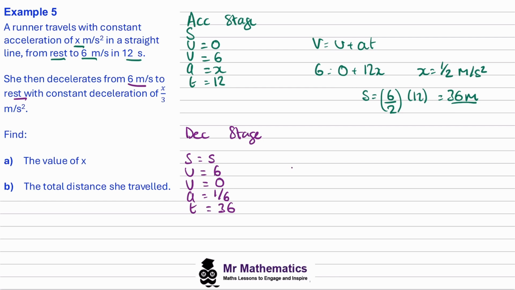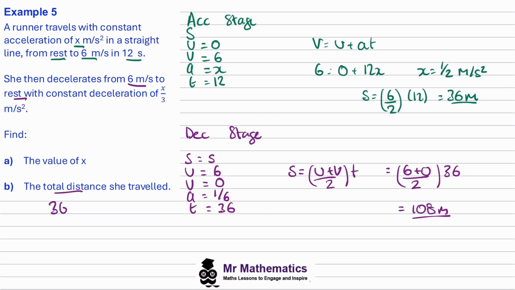So we can work out the displacement as u plus v over 2 times t. So 6 plus 0 over 2 multiplied by 36. And this will give us 108 meters. So the total distance will be the 36 meters plus the 108, which gives us 144 meters.